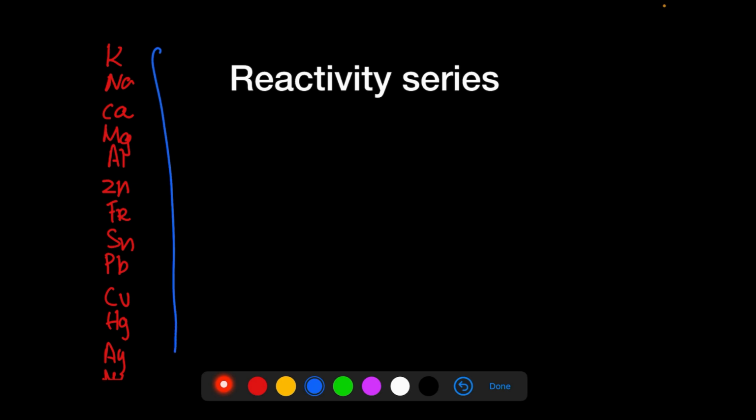We start from the top. We have K, Na, Ca, Mg, Al, Zn, iron, tin, lead, copper, mercury, silver and gold. So as we go down the reactivity series, the reactivity decreases. This being the most reactive, this being the least reactive.